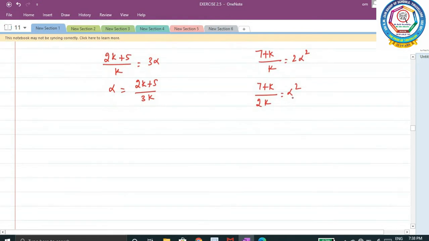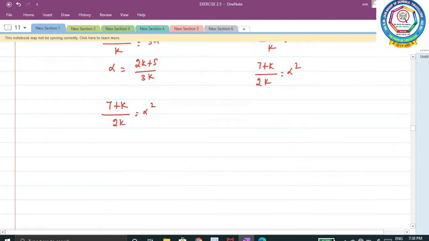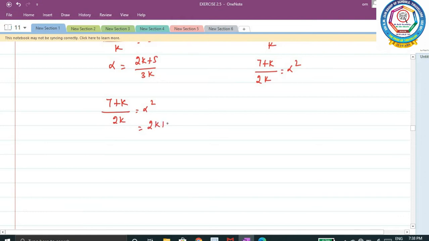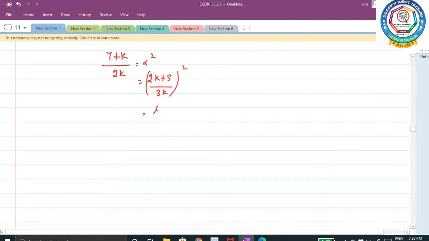Now we have to substitute for alpha. (7 plus k) by 2k equals alpha square. Here alpha we got as (2k plus 5) by 3k, the whole square. Now we have to expand this one. So 4k square plus 25 plus 5 twos are 10, 10 into 2 is 20k, by 9k square. Here (7 plus k) by 2k. So here one k will cancel.